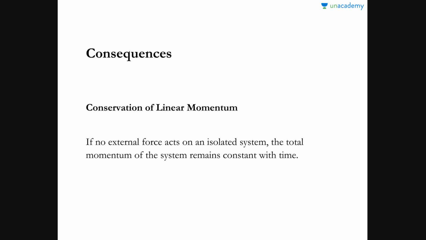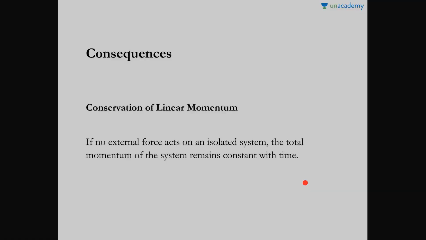If no external force acts on an isolated system, the total momentum of the system remains constant with time. That is, it states that if the total force acting on a body is zero, the momentum, that is the quantity p, especially linear momentum, which occurs in a straight line, is constant with time. It doesn't change. Now how do I derive that?